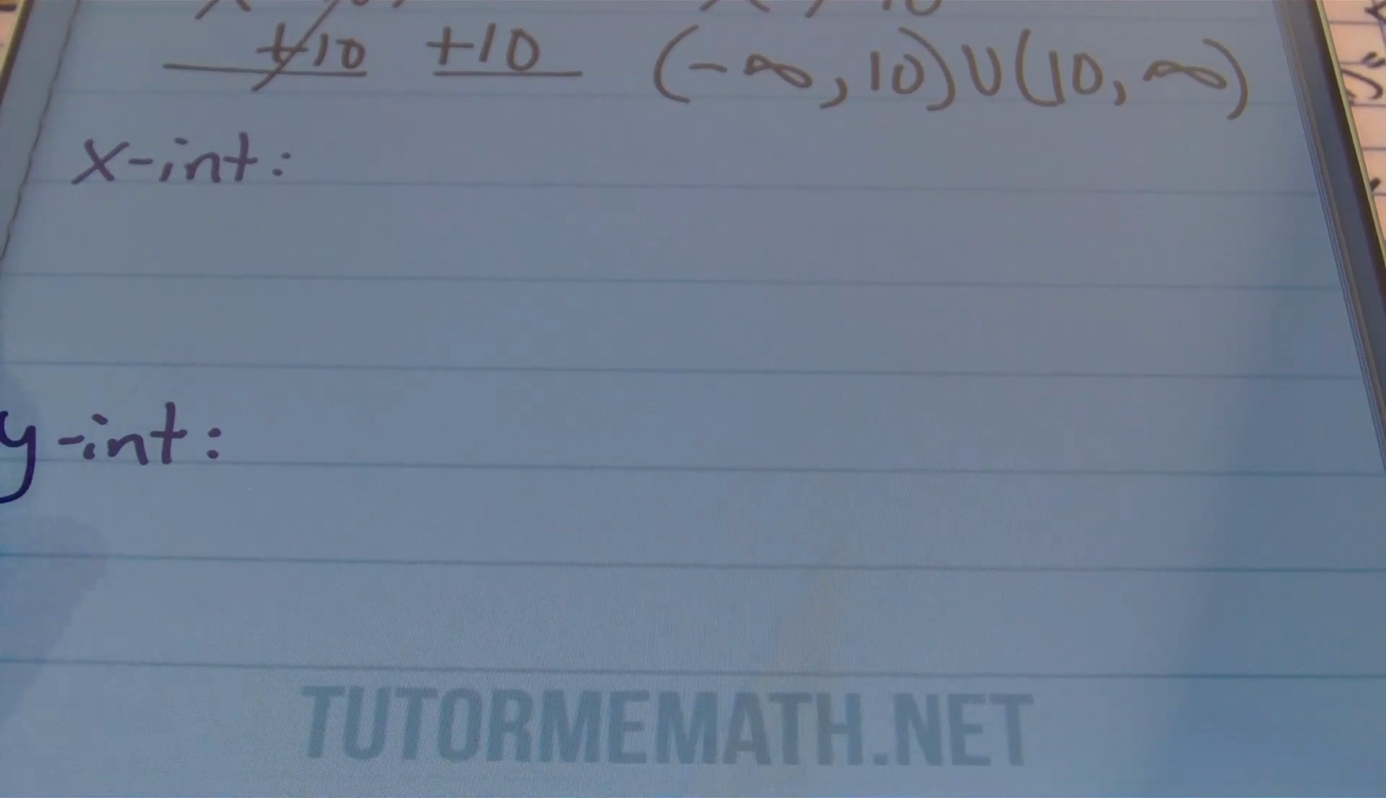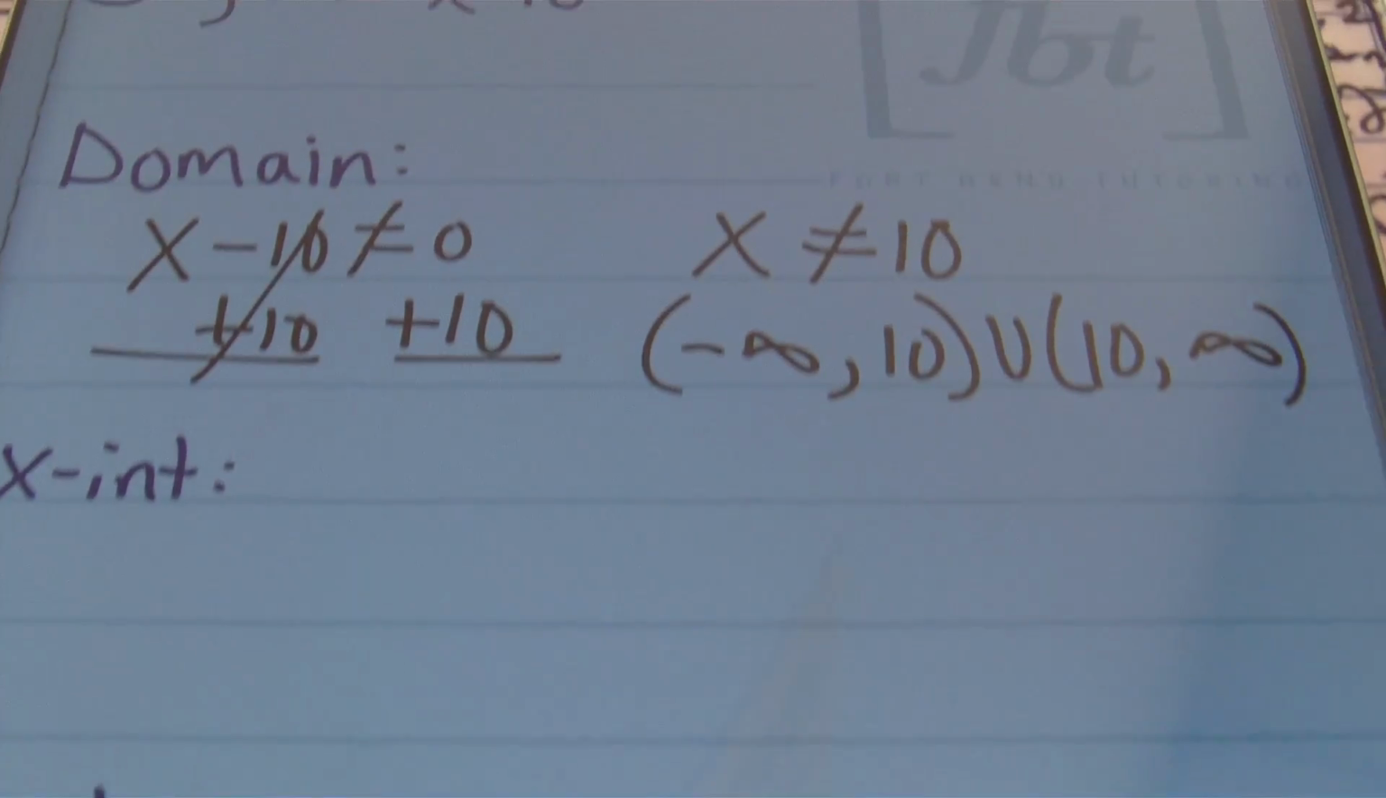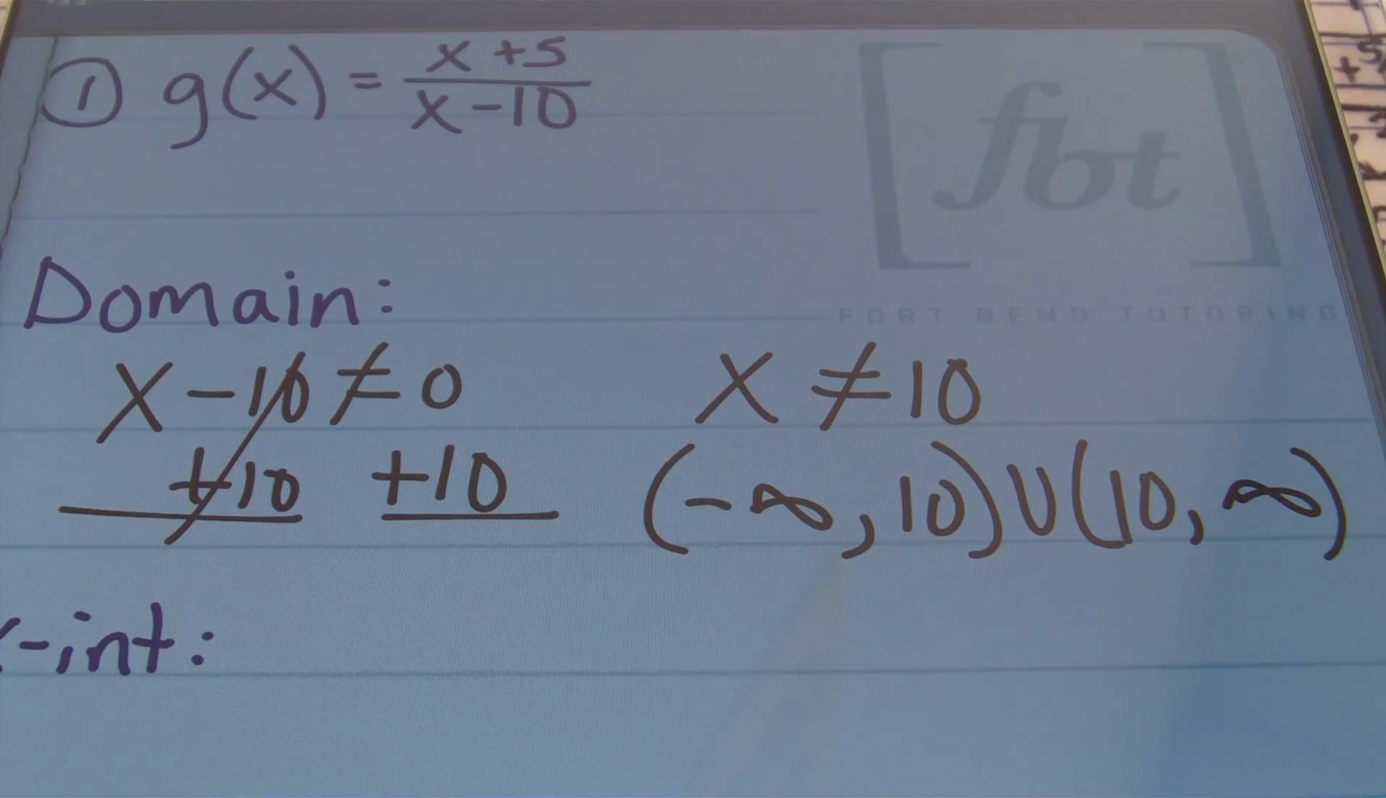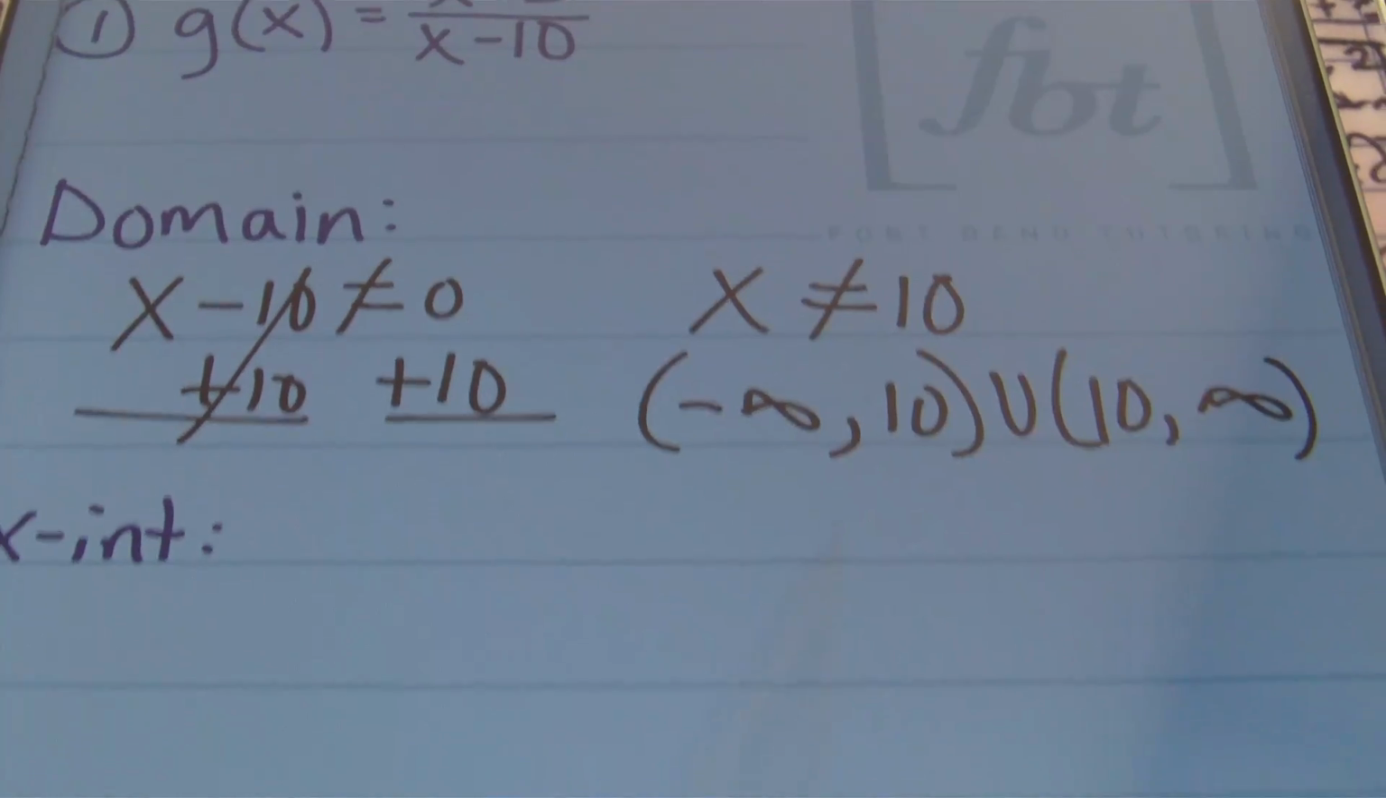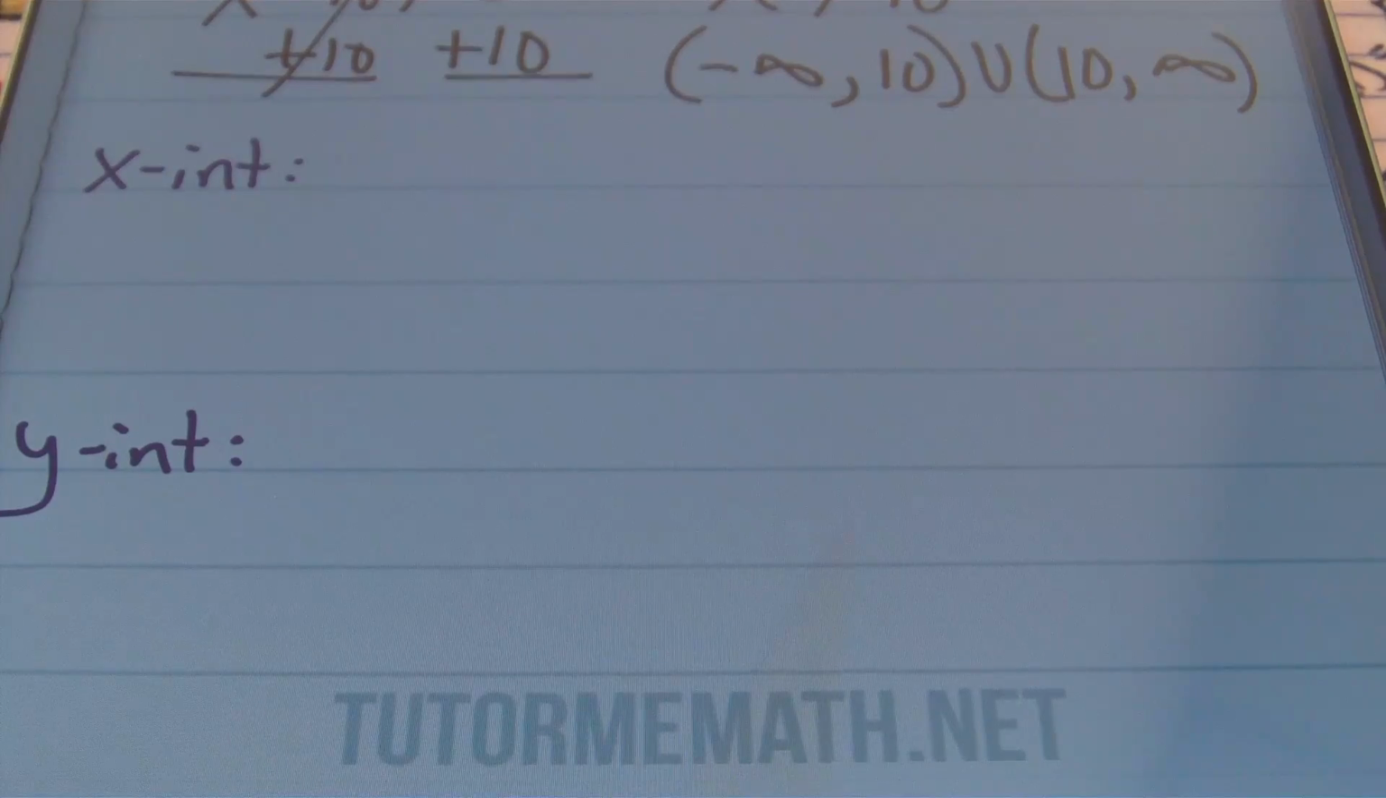The x-intercept, all you have to do, ladies and gentlemen, now that we know that x can be everything except for 10, in order to find the x-intercept, you take the numerator of your original rational function. I'll show it for you real quick. There it is, g of x equals x plus 5 divided by x minus 10. You want to set the numerator equal to 0 and solve for it. Yeah, that's what you want to do.